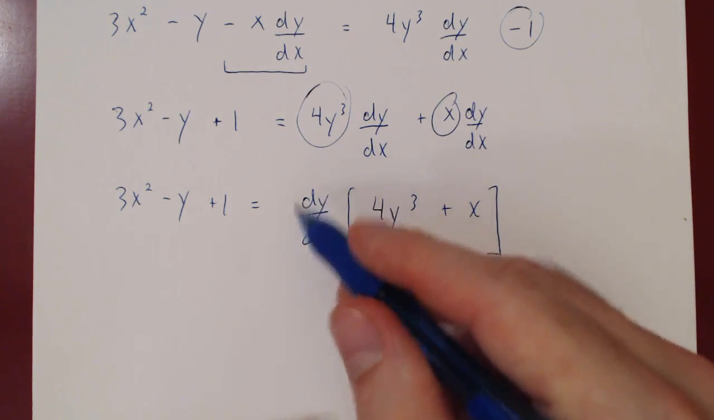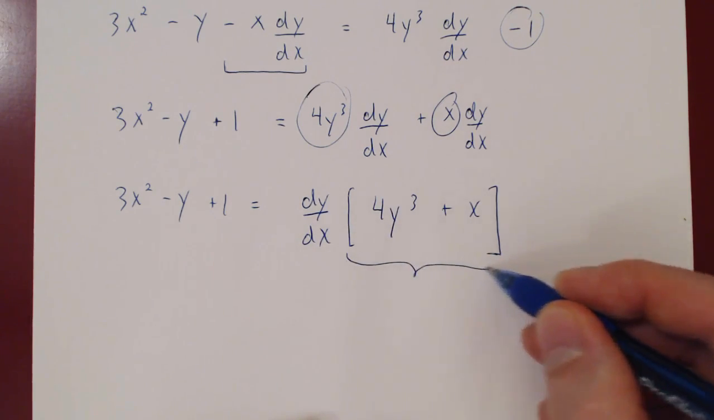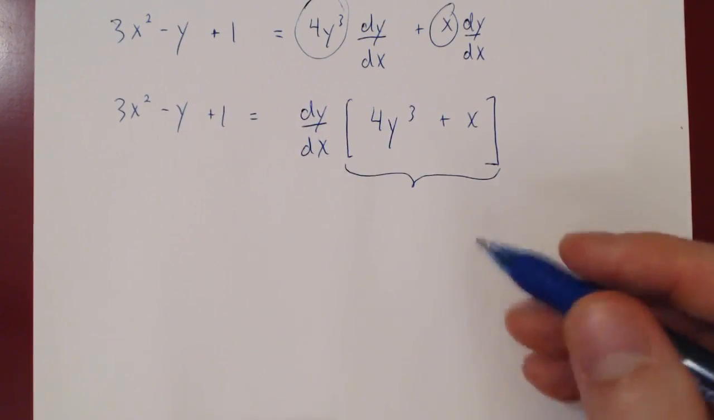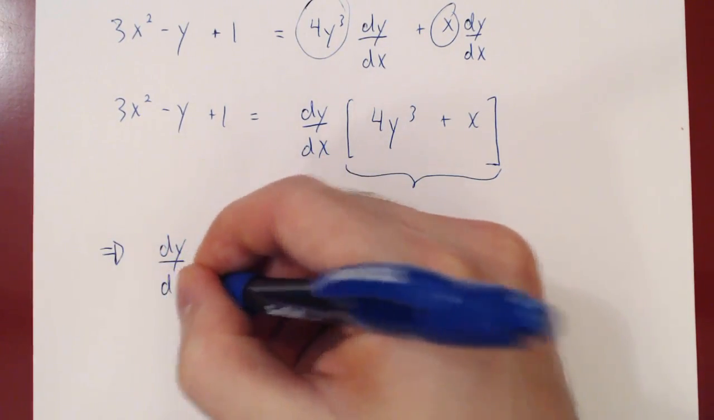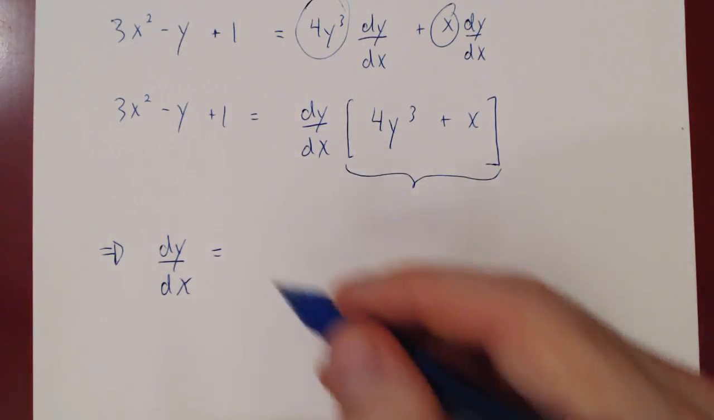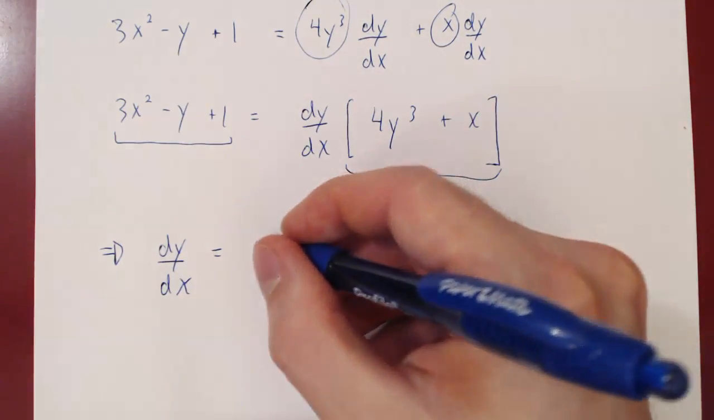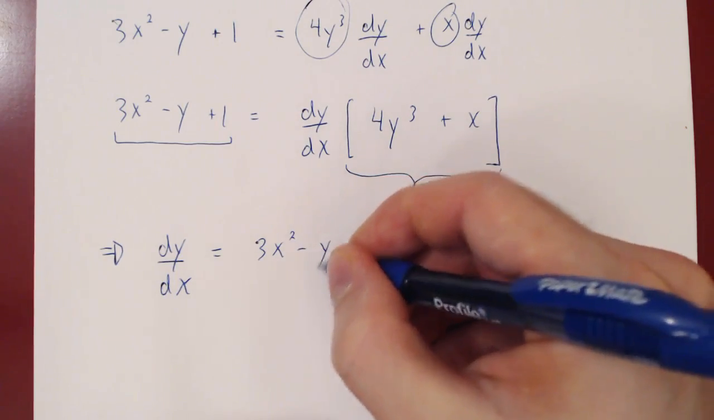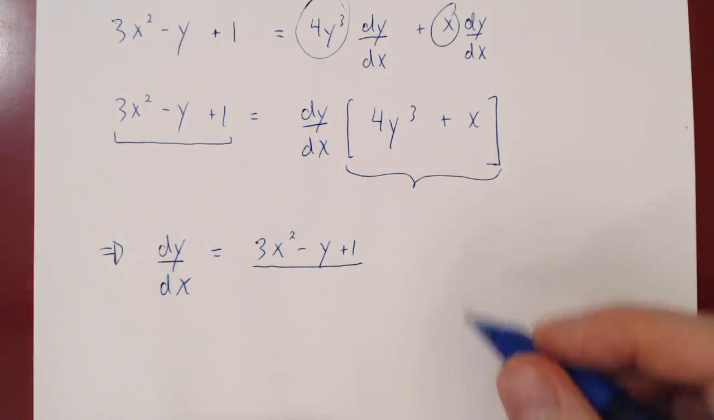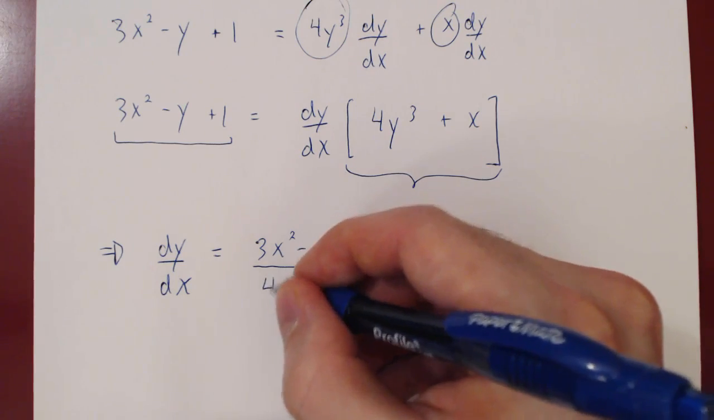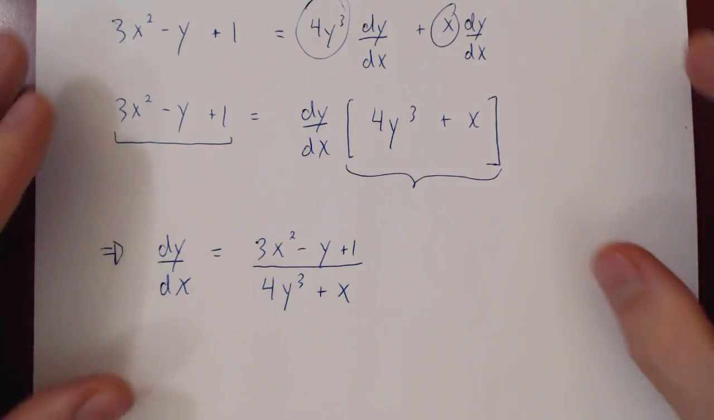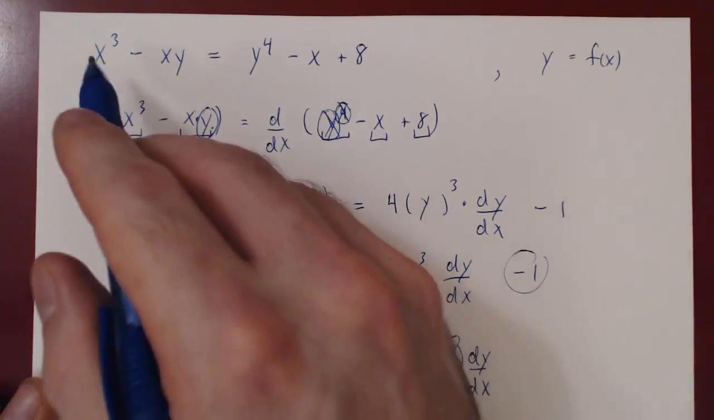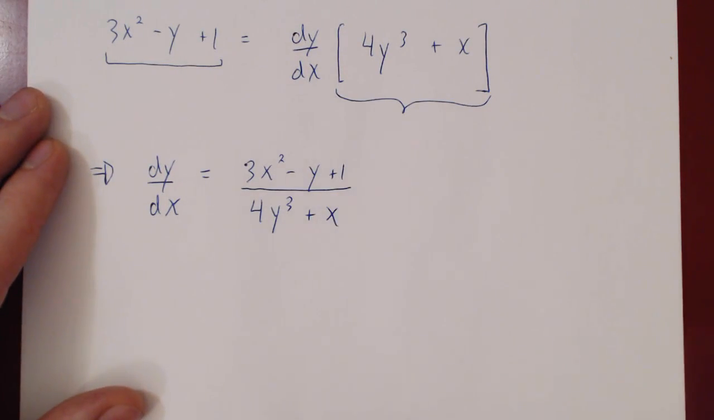And now you want to isolate dy over dx, divide both sides by 4y cubed plus x, and we have our conclusion. The derivative of the curve, dy over dx, is simply equal to 3x squared minus y plus 1 over 4y cubed plus x. And there you have it. You have the derivative of the curve given by this equation of x and y.